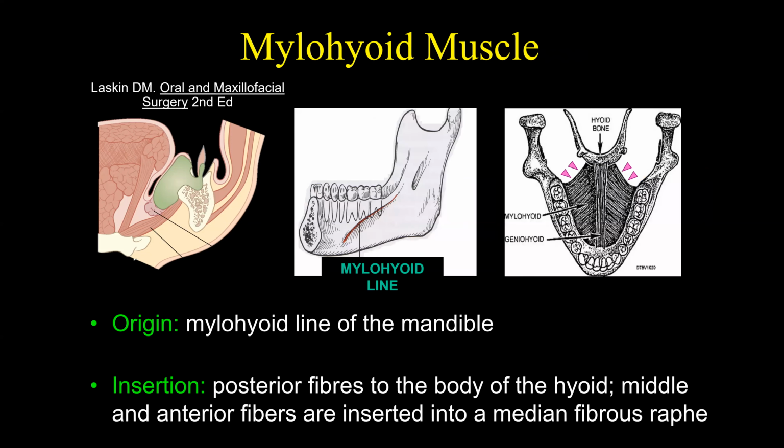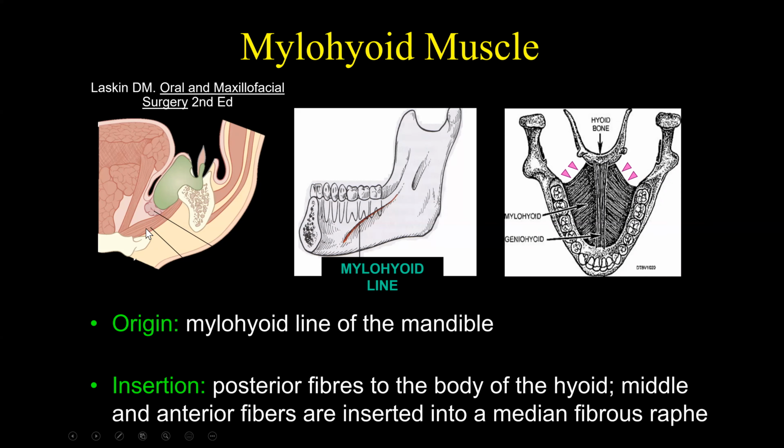Now, when we look at the anatomy of the floor of the mouth, what we've done so far is talk about the mandible, and we talk about infections that spread laterally and infections that spread medially. One of the applied areas of anatomy that we have to remember is this very tough muscle right here, which is the mylohyoid muscle. And this muscle attaches to the mylohyoid line of the mandible.